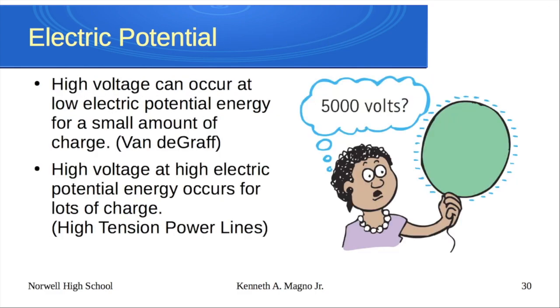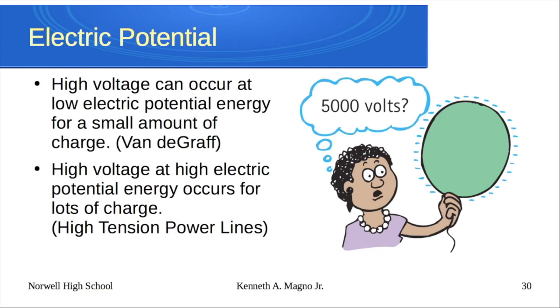High voltage can occur when we have a low electrical potential energy. So that's like the Van de Graaff generator. I can zap you with a very high voltage little zap, right? Because that bolt can go through the air, which means it has a high voltage, high electric potential. But there's not a lot of energy there, so it's not going to cause any harm.